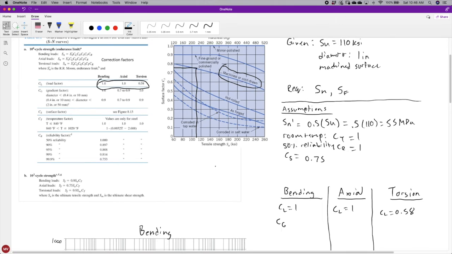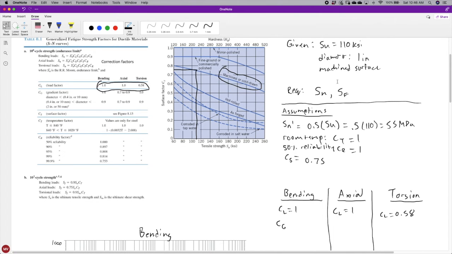And our gradient factor, we need to look at our diameter given. We were given a 1-inch diameter. We can say our gradient factor is 0.9. Our axial is between 0.7 and 0.9, so we'll take the middle ground, 0.8. Again, this is all an assumption. And our gradient factor for torsion will be 0.9.